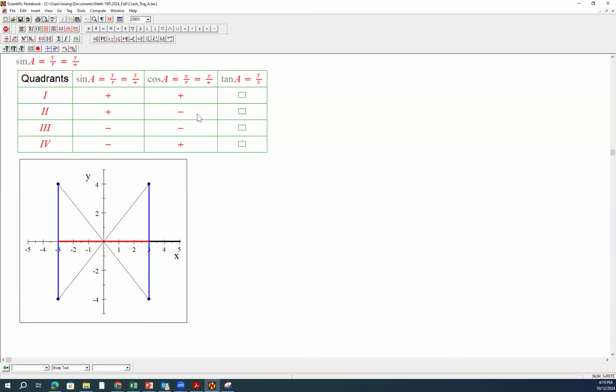How about tangent? Tangent is y divided by x. When y is positive, x is positive, which in the first quadrant is positive. In the third quadrant, y is negative, x is negative. So in the third quadrant, tangent is positive. And in the second and the fourth, it's negative.